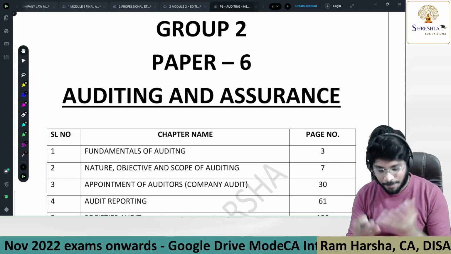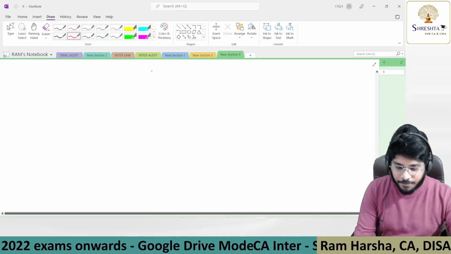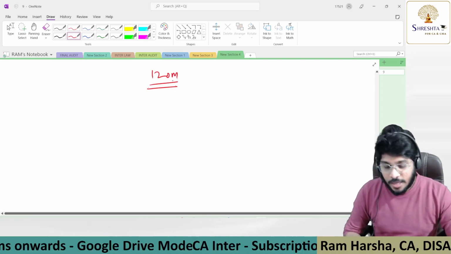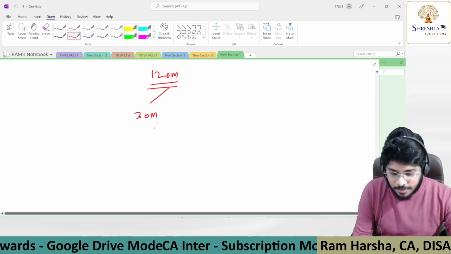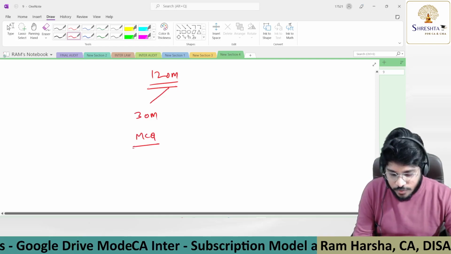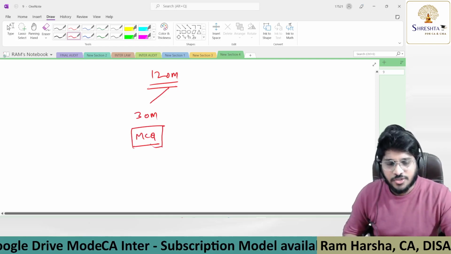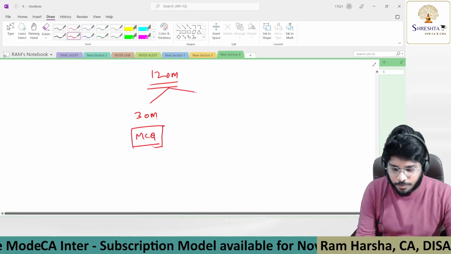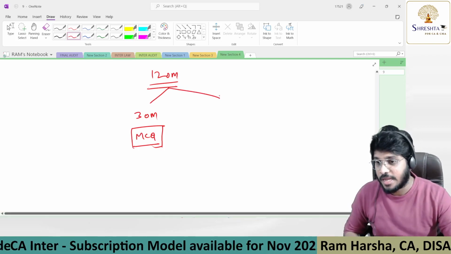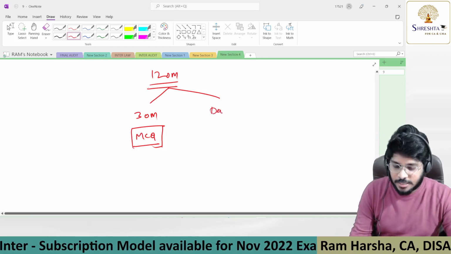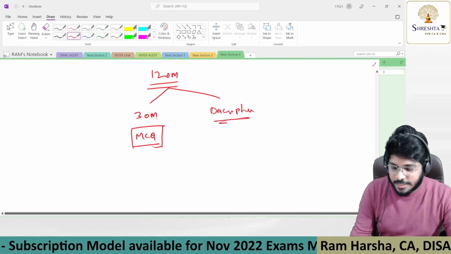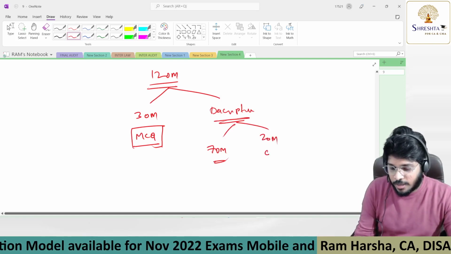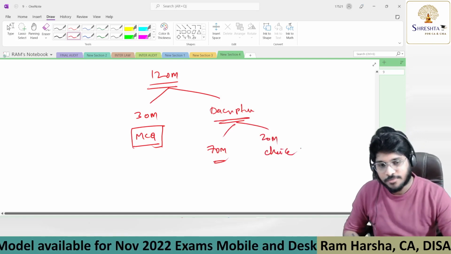First of all, we are having a paper for 120 marks, and in that, 30 marks is MCQs, which will not have any sort of choice. You will get case based MCQs and normal MCQs; put together it is for 30 marks. Then we are having a descriptive paper, in which you are supposed to write for 70 marks, and for 20 marks you are having a choice.